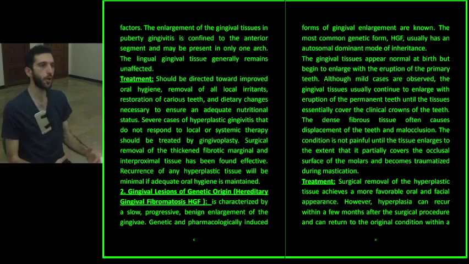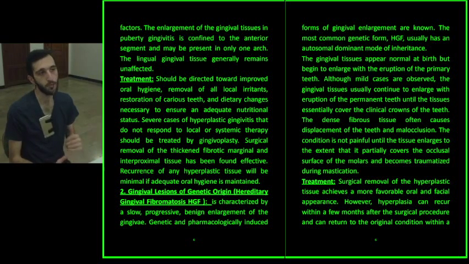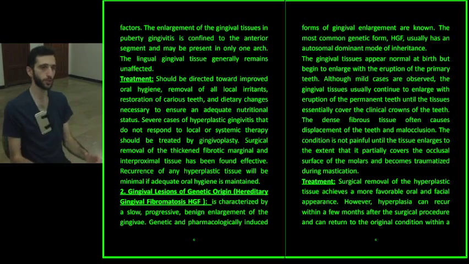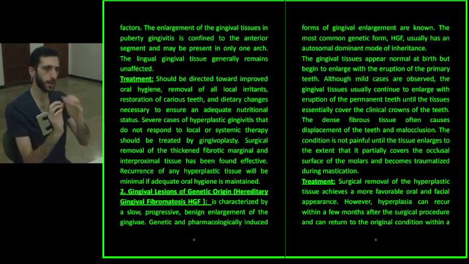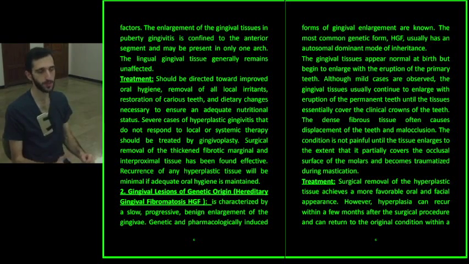The gingival tissue appears normal at birth, but begins to enlarge with the eruption of the primary teeth. Although mild cases are observed, the gingival tissue usually continues to enlarge with eruption of the permanent teeth until the tissues essentially cover the clinical crown of the teeth. The dense fibrous tissue often causes displacement of the teeth and malocclusion. The condition is not painful until the tissue enlarges to the extent that it partially covers the occlusal surface of the molars and becomes traumatized during mastication.